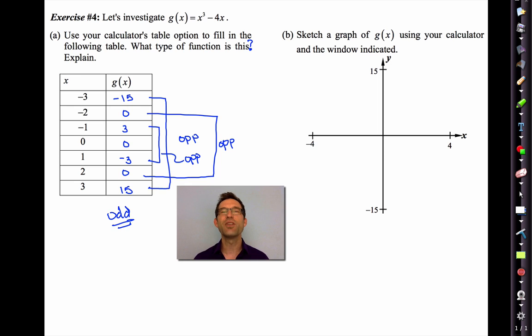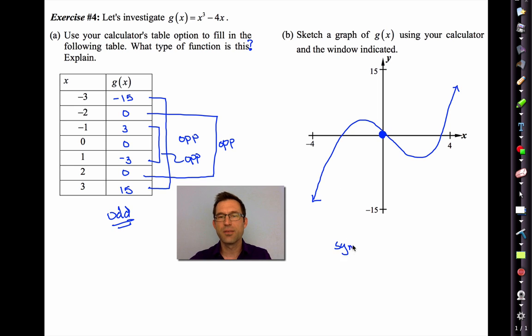Now take a look at this function in letter B. So you've already got it in y1. Pause the video now, put that window in, and graph it. It's kind of a cool function. All right. Well, again, here comes the graph. It looks something like this. Oh no, I missed. Supposed to go through the origin there, but as usual, my graphing was bad, right?